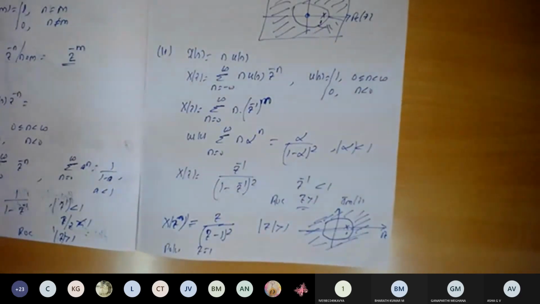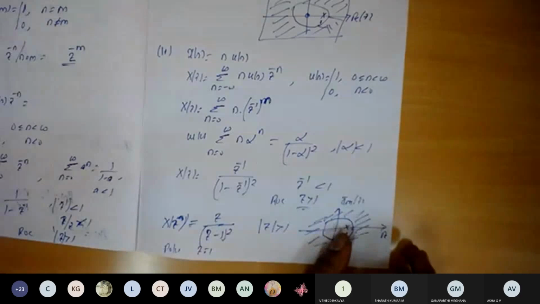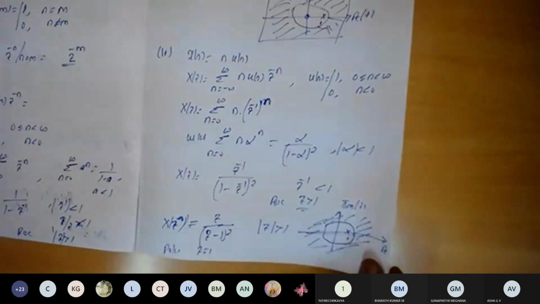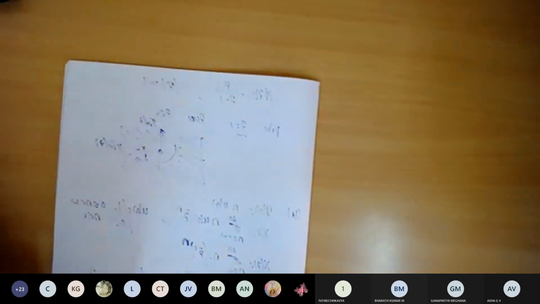Now I'm going to consider the exponential function here. This exponential function will help in finding the Z transform of the sinusoidal functions. So we'll go for the next problem.